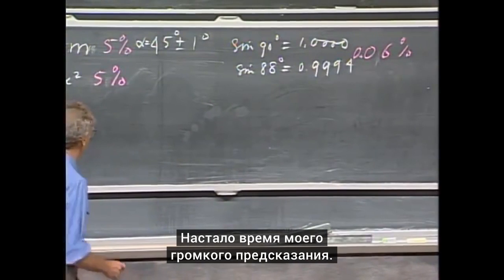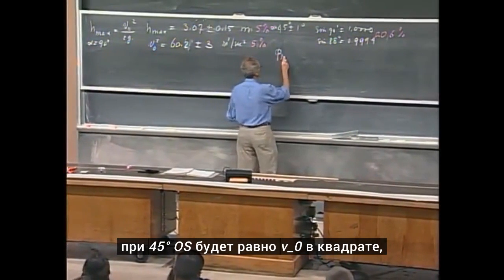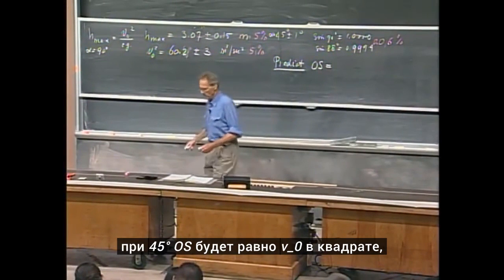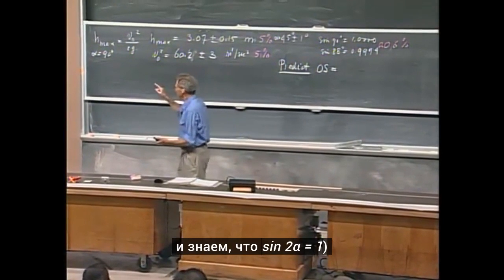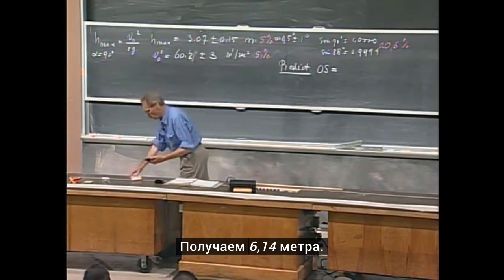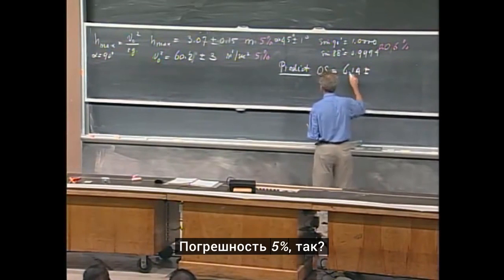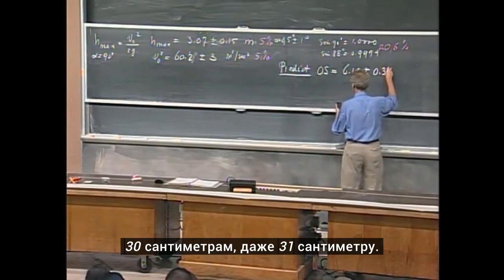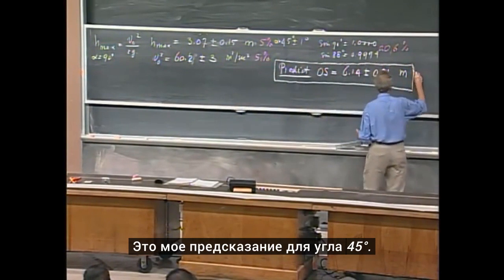And so now comes my big prediction. I'm going to make a prediction now. For 45 degrees, OS equals V0 squared, which is 60.2, and we have the sine of 2 alpha is 1, and we divide by 9.8. That is 6.14 meters, with an uncertainty of 5%, right? Because that's the uncertainty in V0 squared. And so that is an uncertainty of 30 centimeters, actually 31 centimeters. This is my prediction for an angle of 45 degrees.